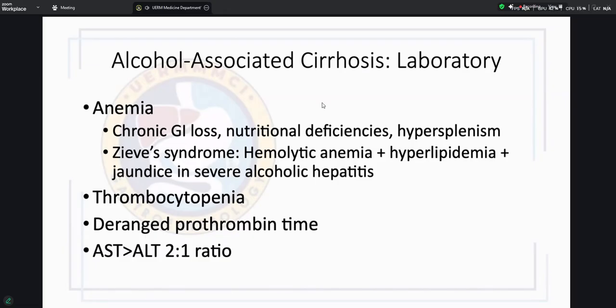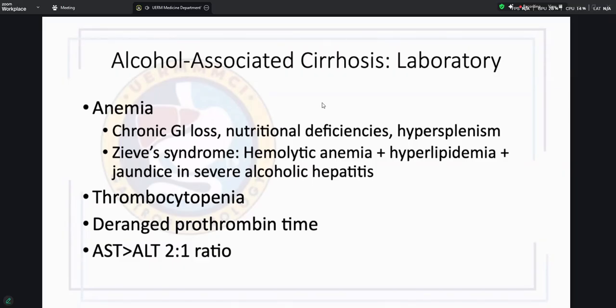Anemia may be seen in patients with alcohol-associated cirrhosis, and this may be due to chronic gastrointestinal blood loss, nutritional deficiencies, or hypersplenism, or a direct suppressive effect of alcohol on the bone marrow. A unique form of hemolytic anemia called Zieve syndrome can occur in patients with severe alcoholic hepatitis.